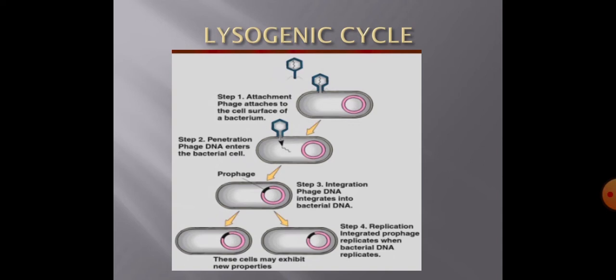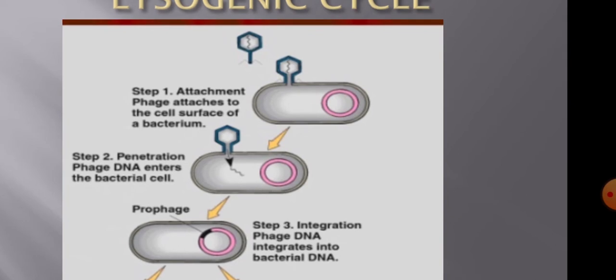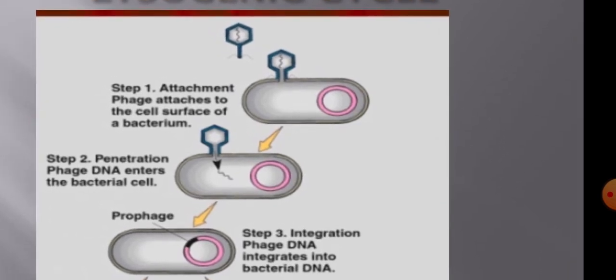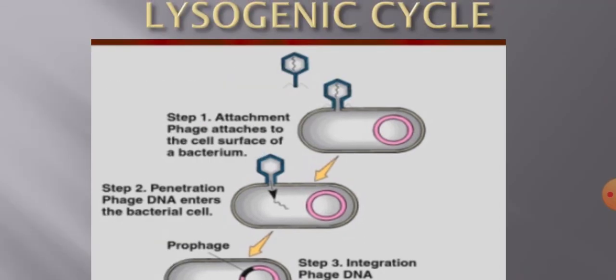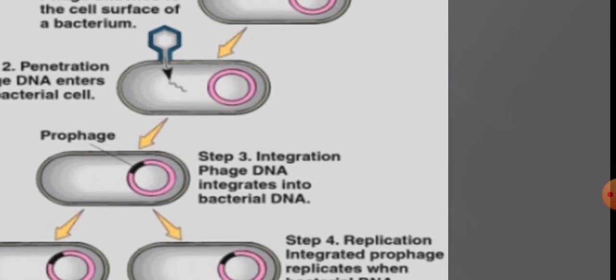The phage DNA enters into the body of the host in the same way as in the case of the lytic cycle, like in step 1 and step 2, you can see attachment and penetration occurs. But in step 3, as you can see, there is integration of phage DNA into the bacterial DNA, because this step is different. Here the phage DNA harmlessly becomes a part of host DNA, so it is called a prophage.